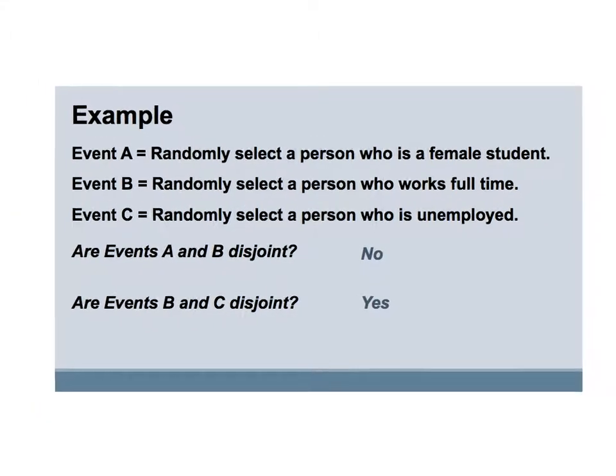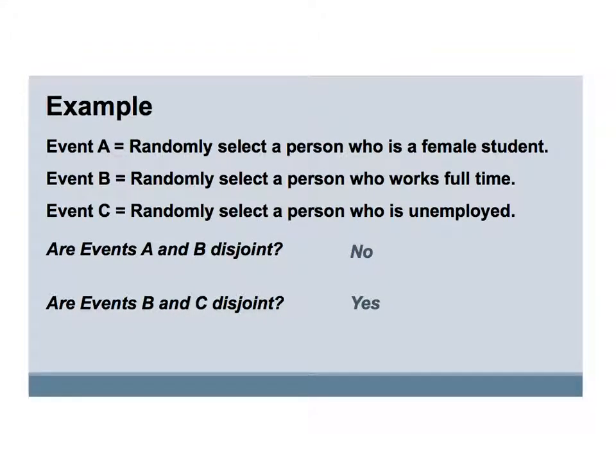So a little example of that. Say event A is randomly selecting a person who's a female student. Event B is randomly selecting a person who works full-time. Event C is randomly selecting a person who is unemployed. Are event A and B disjoint? Well, no. You can be a female student and work full-time. Are events B and C disjoint? Why, yes. You can't work full-time and be unemployed. Not legally, anyway.